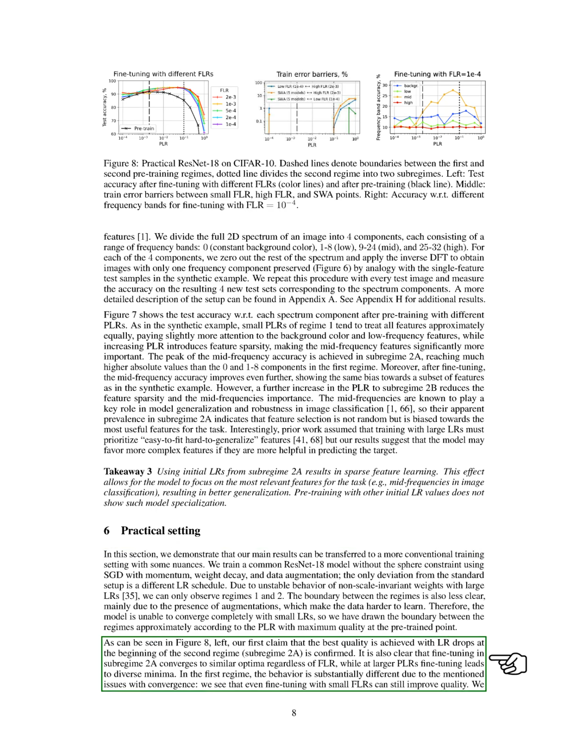Our first claim, that the highest quality is achieved when learning rates drop at the start of the second regime, is confirmed. We also find that fine-tuning in this subregime leads to similar optimal results, regardless of the initial learning rate, while larger learning rates result in varied outcomes.